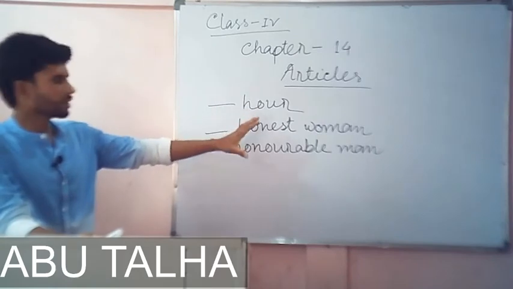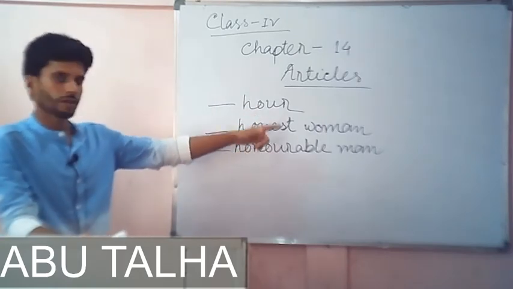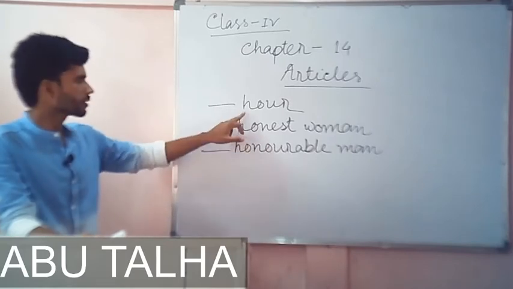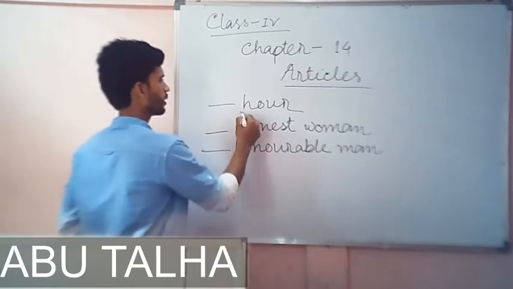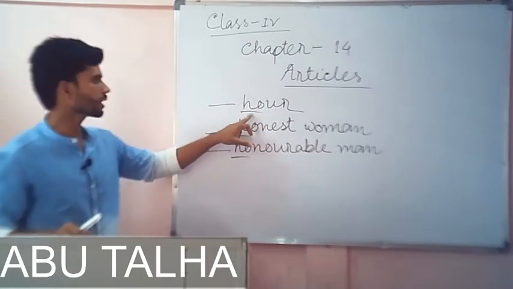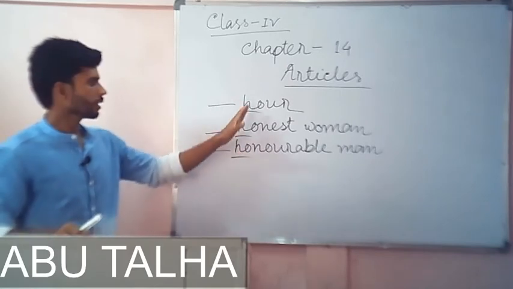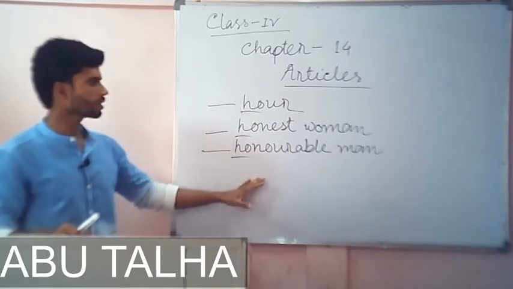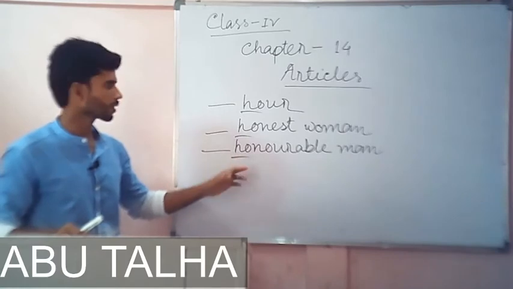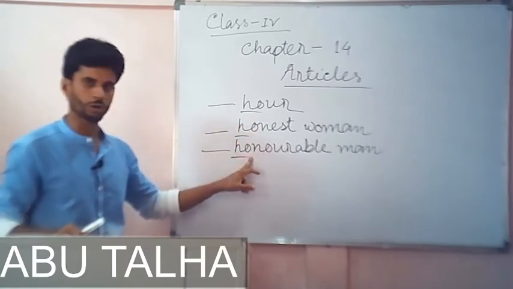Here you can see I have written 3 examples, and in all these 3 cases we have H in the beginning. The word is starting with the letter H, which is a consonant. But here you see, H is silent. In all these 3 cases H is silent. We are not saying however, or honest, or honorable.